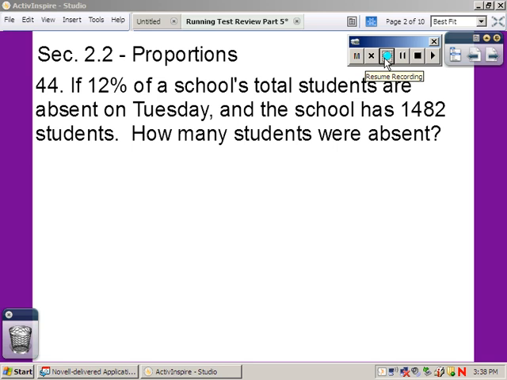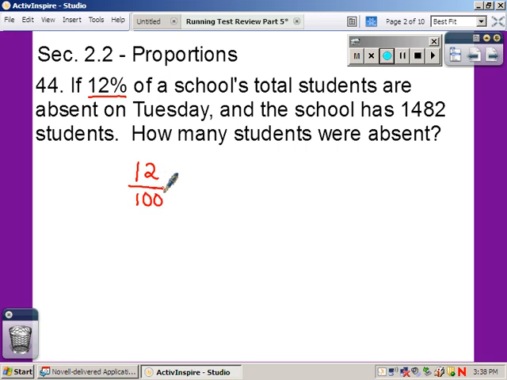This time we have a word problem proportion that deals with percentages. As soon as you see 12%, that should tell you, you always put that number over 100. So we say 12 over 100. And then the other part of this says 1,482 students in the school. Well, if there's 1,482 students in the school, what you're looking for is how many are absent.